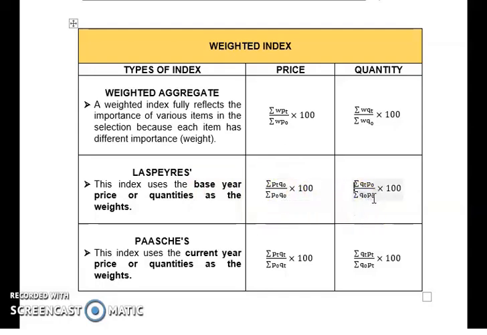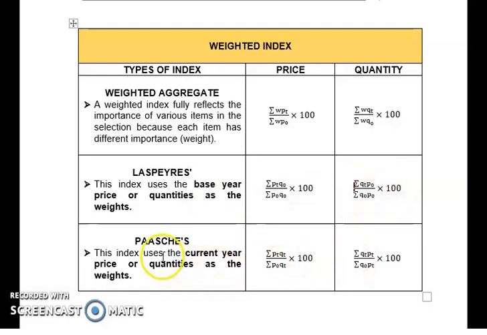Okay, similarly for quantity, the basic formula for quantity index is Qt divided by Q naught. So for Laspeyres quantity index, if quantity, the weight will be price. If price, the weight will be quantity. Okay, so price for which year? Base year. So that's why here we multiply by P naught, and here also the weight is P naught.